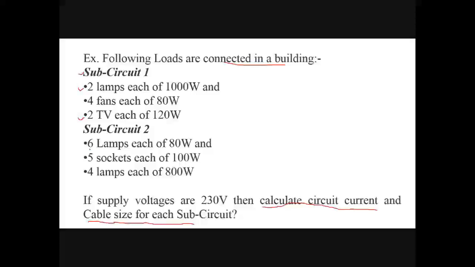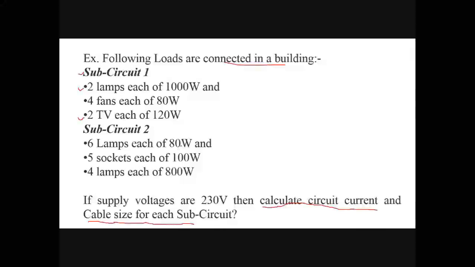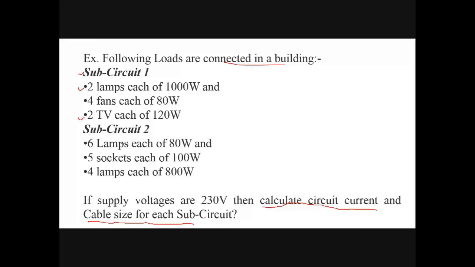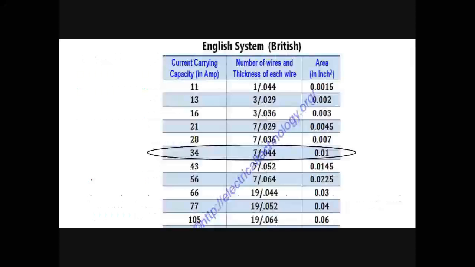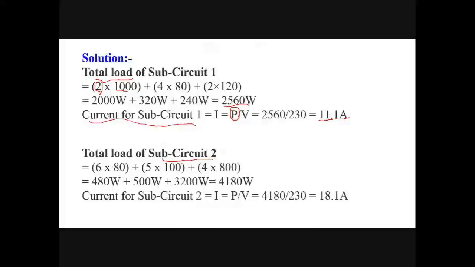In the same way, we follow the same procedure for sub-circuit number 2. We will see what equipment is there. 6 lamps are there, each of 80 watt. So 80 watt into 6 plus 100 watt into 5 plus 800 watt into 4. This is the addition of all the power wattage, and it gives 4180 watt.